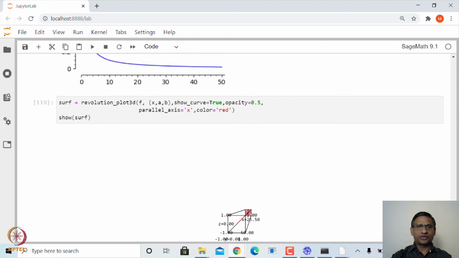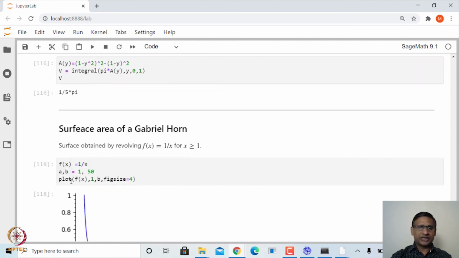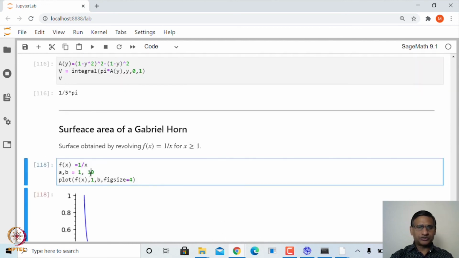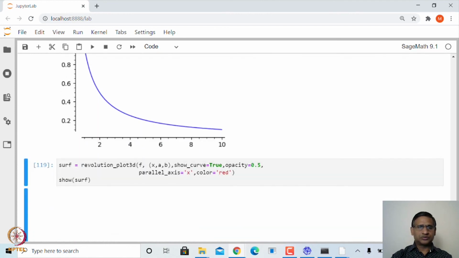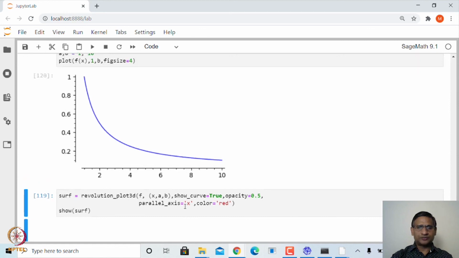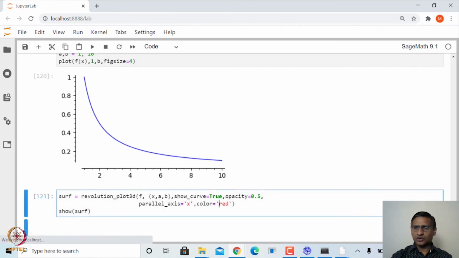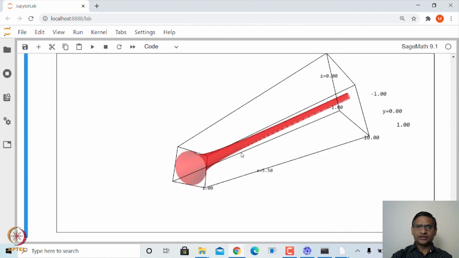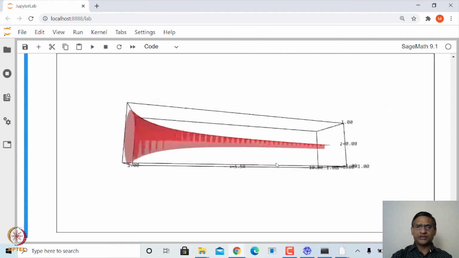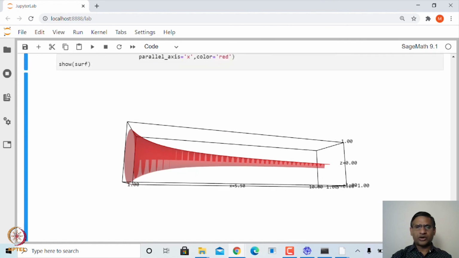Let me make it 10 instead of 50, because 50 will be too big. Then rotate about the x axis, and this surface looks like this. Let me rotate it. You can see here, this is the beginning, and then it is becoming thinner and thinner. This is what is called the Gabriel horn.